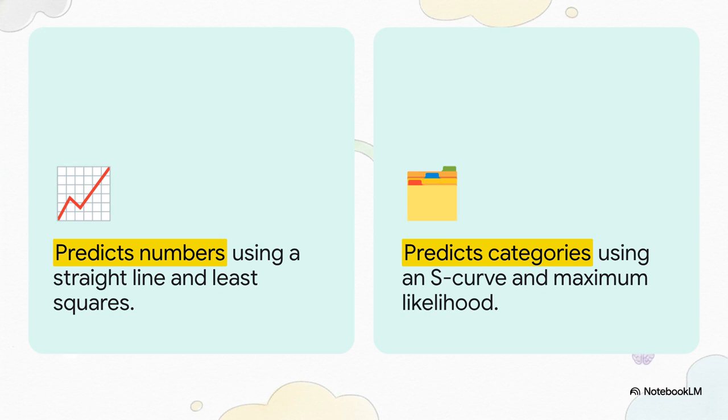This brilliantly illustrates the ultimate dividing line in data science. You can instantly know which model to build based purely on the business problem you're trying to solve. If your problem asks how much or how many, you need linear regression. It predicts integers, uses the straight line, and measures accuracy with least squares. But if you're asking which one, or is it true or false, boom, you switch to logistic regression. It predicts categories, relies on an S-curve, and uses maximum likelihood estimation. It really is that beautifully simple.